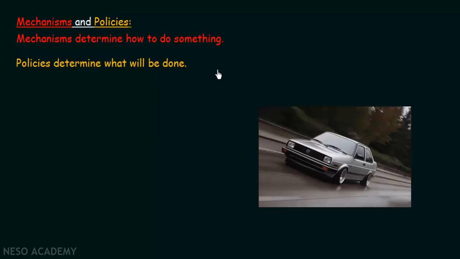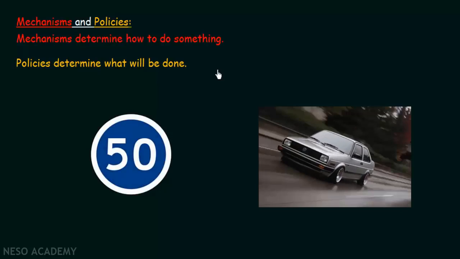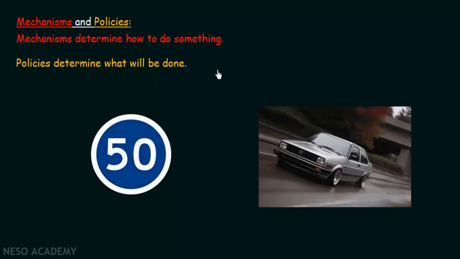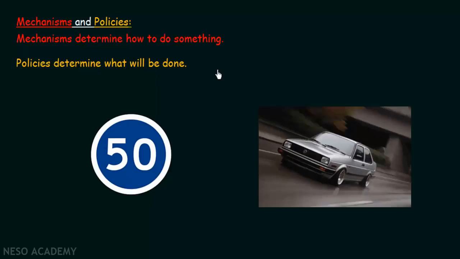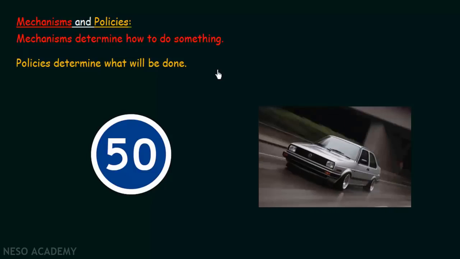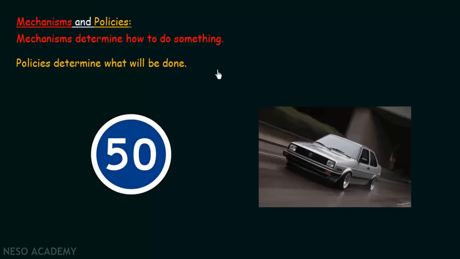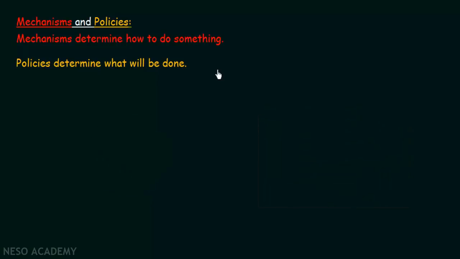Now let us say that you are driving your car on a route where there is a rule which says that you should not exceed the speed of 50 kilometers per hour. That is a policy, a rule telling you that you should not exceed 50 kilometers per hour. And how you maintain that 50 kilometers per hour in your car while you are driving, that is the mechanism, the working that helps the car maintain that speed. So I hope that helps us understand what is mechanism and what is policy.